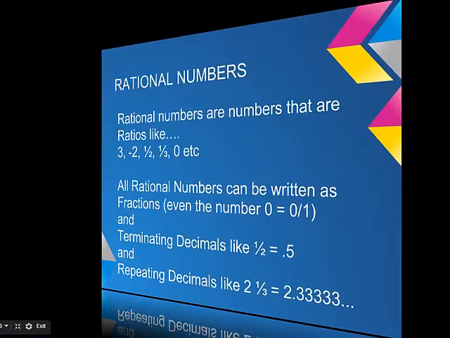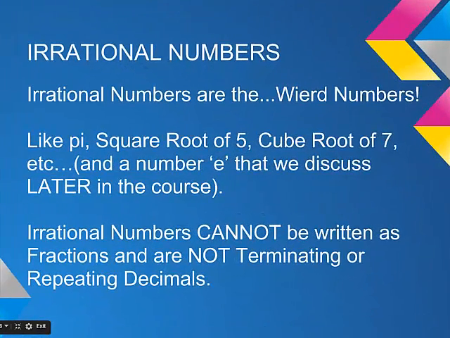Now, the really weird set of numbers are the irrational numbers. As I've said here, irrational numbers are the weird numbers. Numbers like pi, the square root of 5, the cube root of 7. And later on in the course, we're going to discuss an irrational number whose name is e, a small case e. Now, the thing about irrational numbers, the IR prefix on that word means they are not rational. So they cannot be written as fractions, which then would imply they are not terminating and they are not repeating.